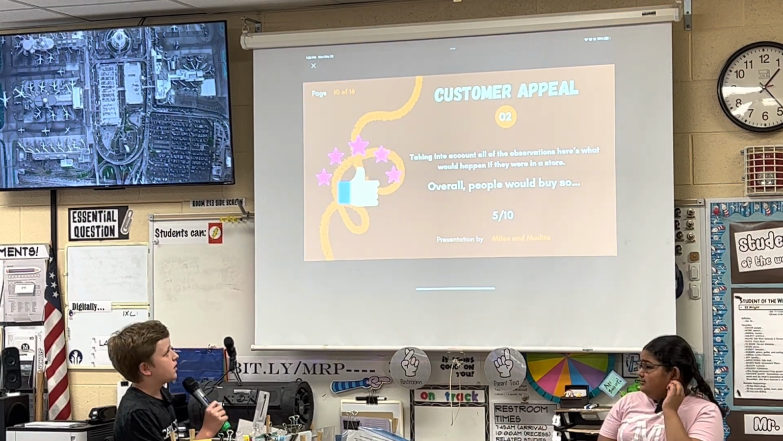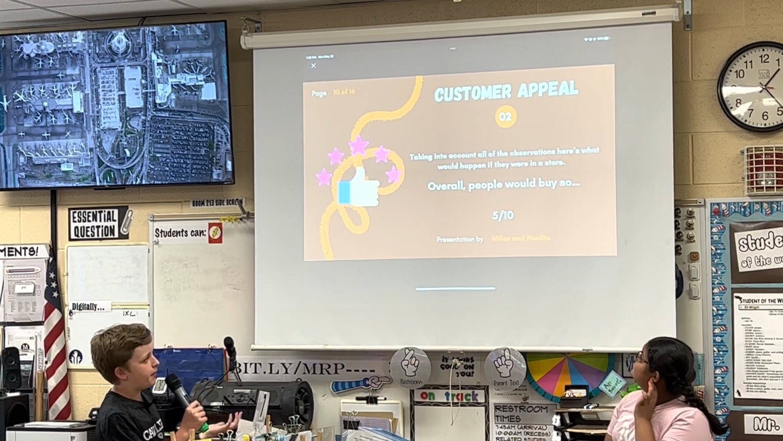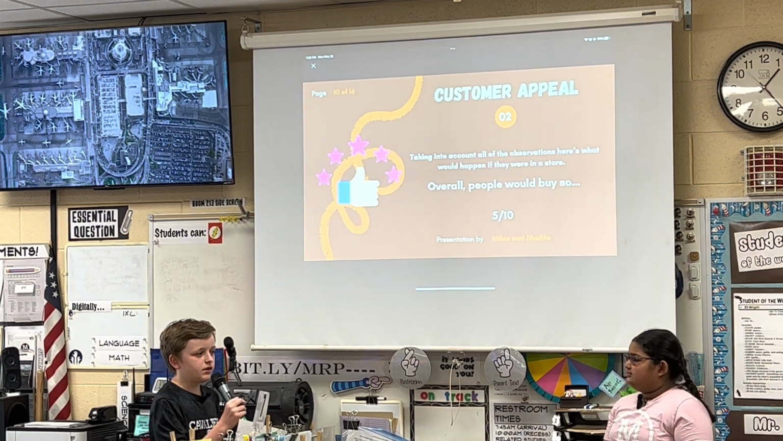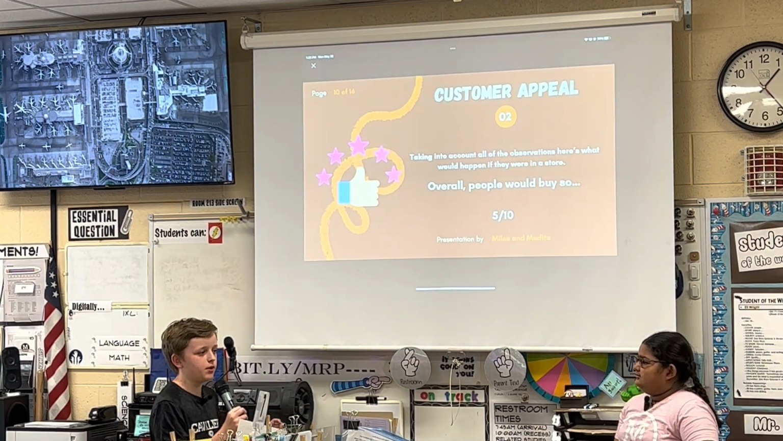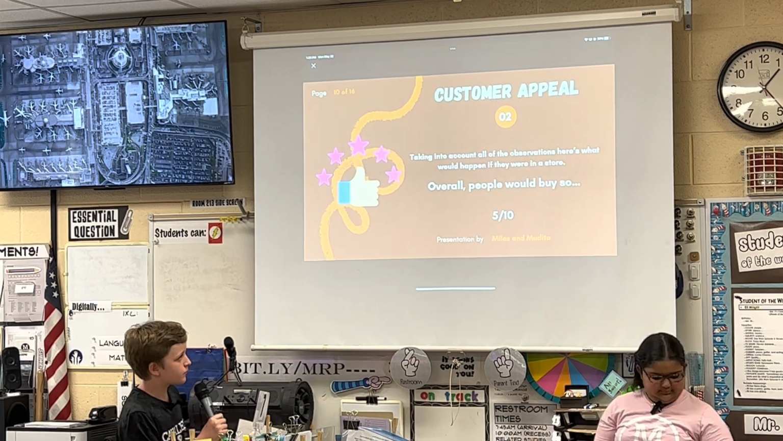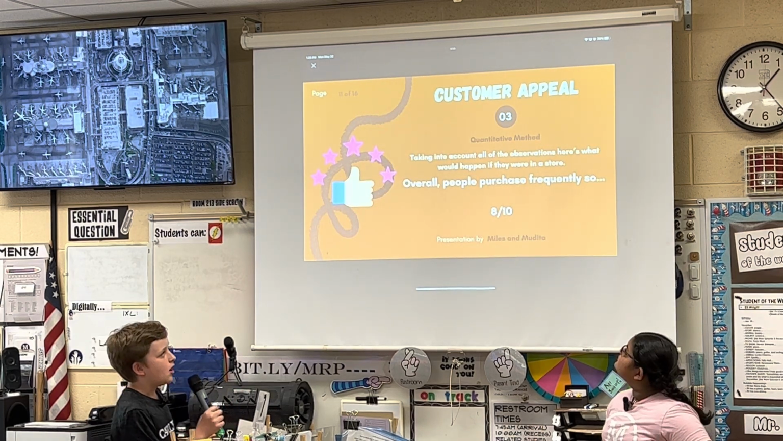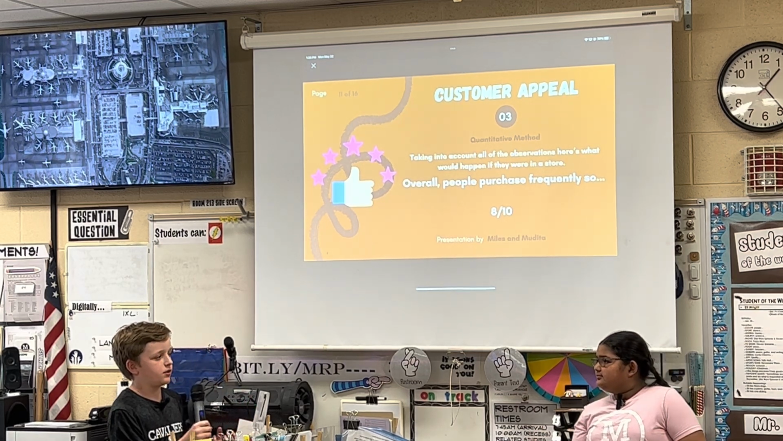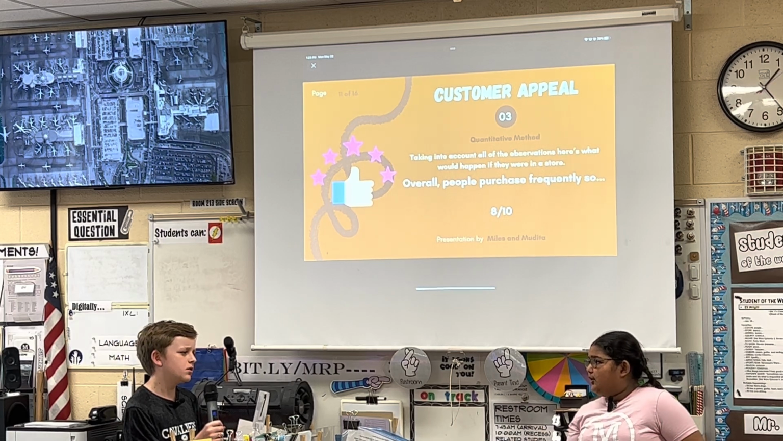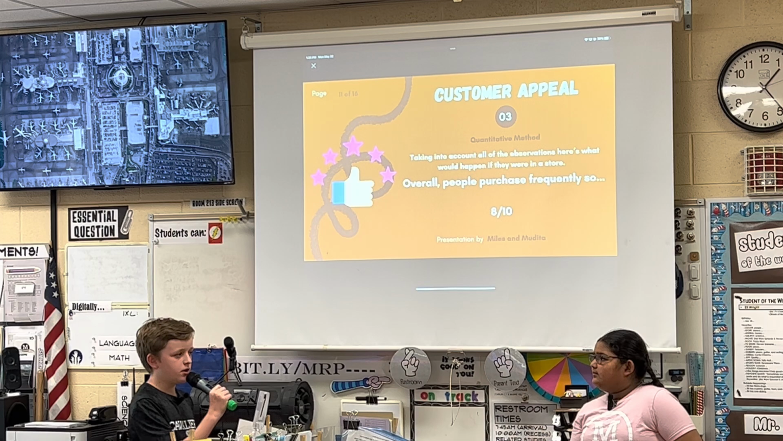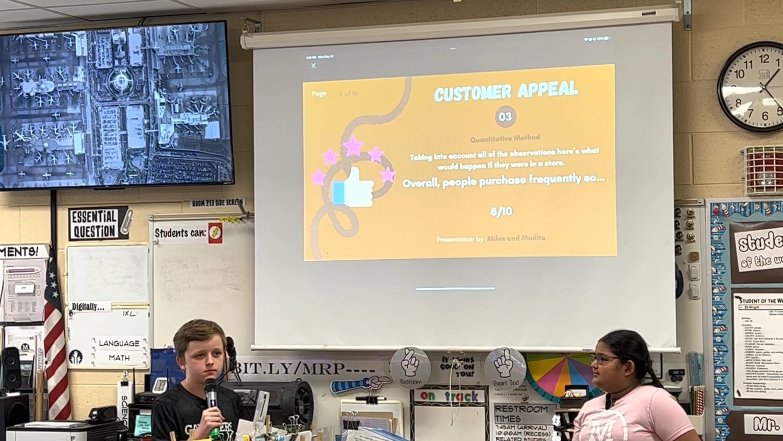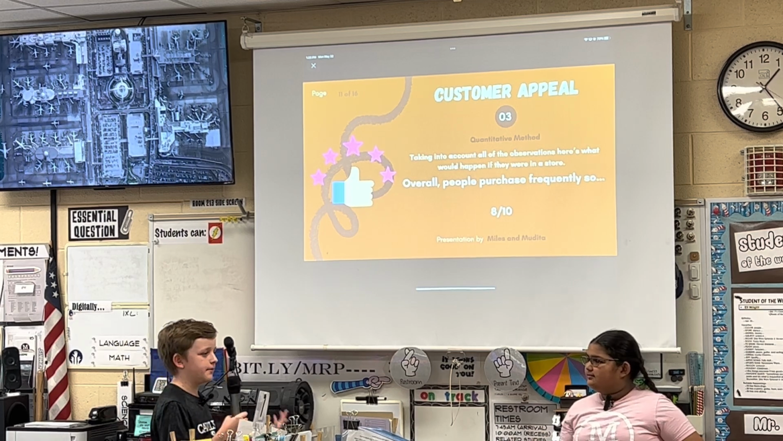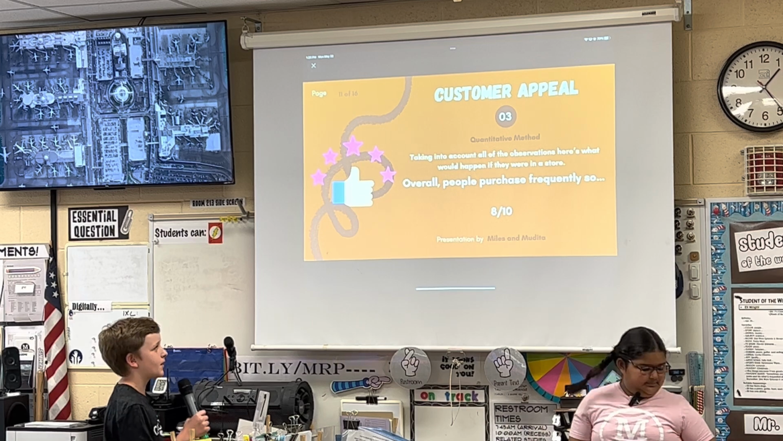Customer appeal, number 2. Taking into account, overall, people would buy, so 5 out of 10. People would buy this one because it's somewhat in a candy bar shape and easily portable, but is also still bulky at the same time. Number 3, overall, people would purchase frequently, so 8 out of 10. This is like your typical candy bar, like your Hershey bars. A lot of people buy those, so number 3 would sell a lot.